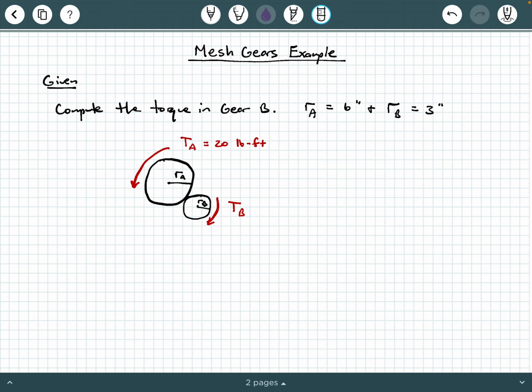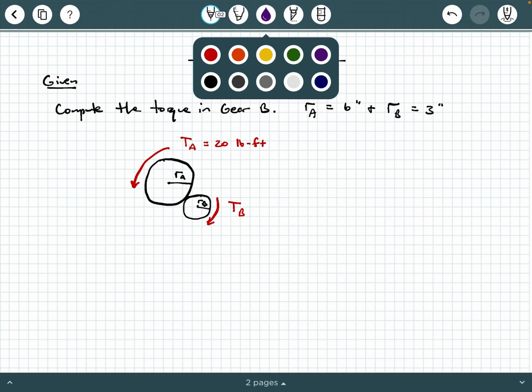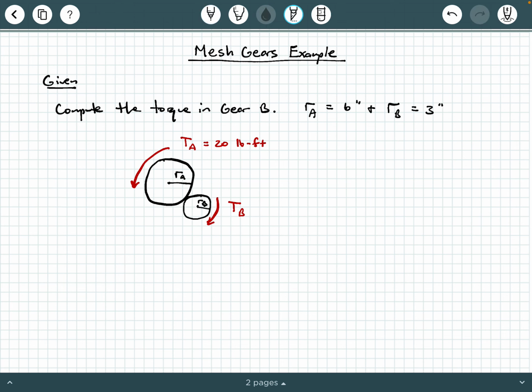So in this example, we're being told to compute the torque in gear B. And we're being told that the radius of gear A is 6 inches and the radius of gear B is 3 inches. And then we see at A, we have an applied torque of 20 pound-feet. So if your initial guess is, okay, well, TB is also 20 pound-feet, that's going to be incorrect.